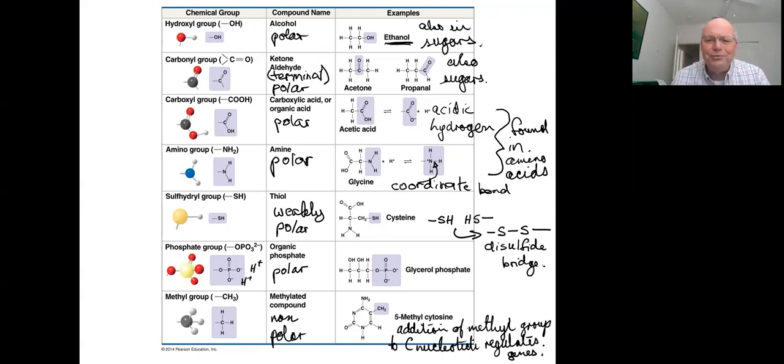And in fact, the addition of the methyl group inactivates the genes. It's a way of turning the genes off, but we'll talk a lot more about that towards the end of the semester. So those are the functional groups. Giving you a little bit more information there.